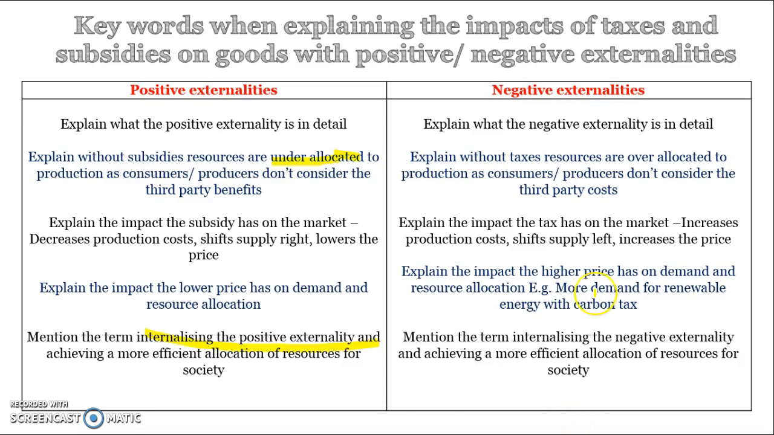Explain the impact the tax has on the market. So the tax increases production costs, shifts supply to the left, and increases the price. Okay, then articulate that the higher price then deters consumption, and therefore more resources will shift into other areas, and in this way we've internalised the negative externality. So it's really important, when you're talking about taxes, you talk about the higher price, supply shifts to the left, higher prices, that deters demand, resources shift into other areas.